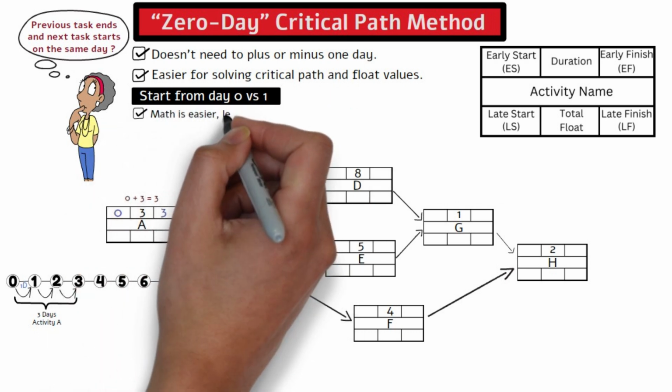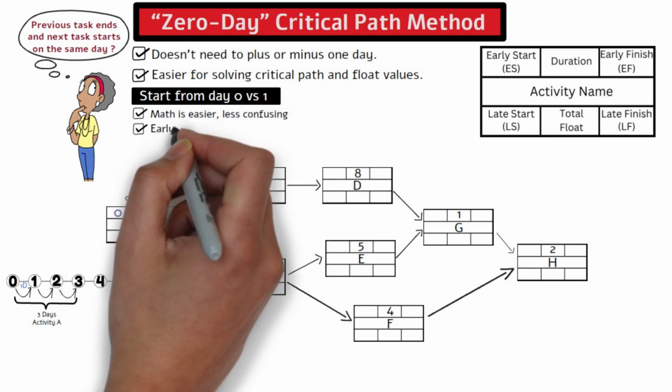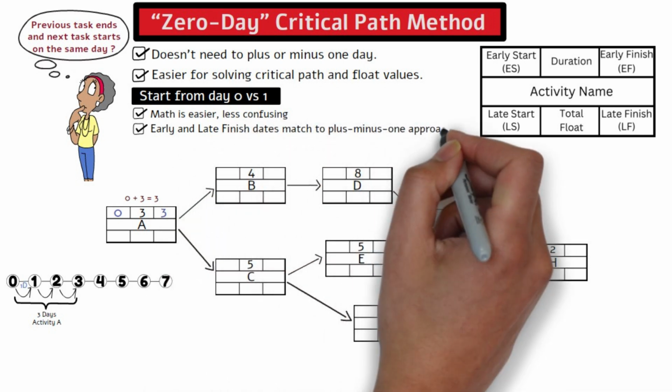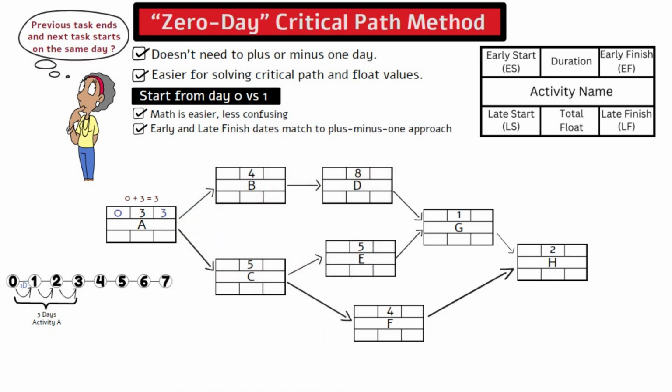First, it's easier and less confusing. Second, the dates for early finish and late finish for the activities will match those using the plus-1 approach. Let's get back and continue the forward path.